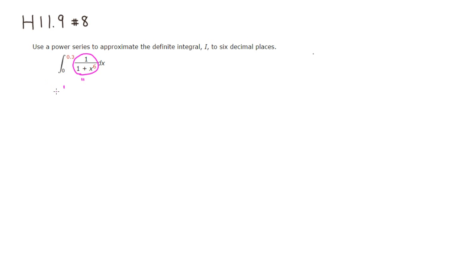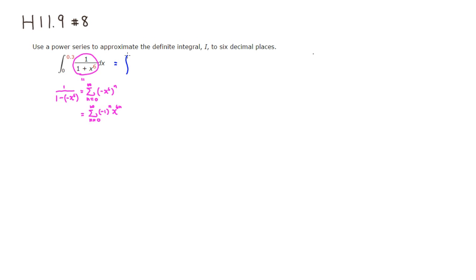You have a 1 over 1 minus negative x to the 6, right? So we can write it as the summation, n goes from 0 to infinity, of negative x to the 6 to the nth power. Let's make it prettier here. It starts from 0 to infinity, then you have a negative 1 to the n, then an x to the 6n. So we can replace this by its corresponding power series.